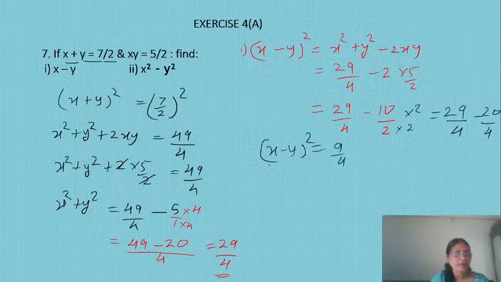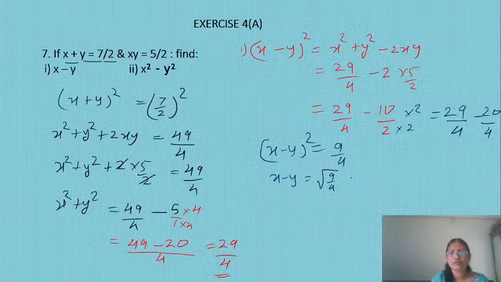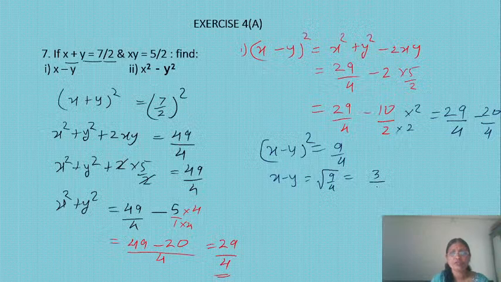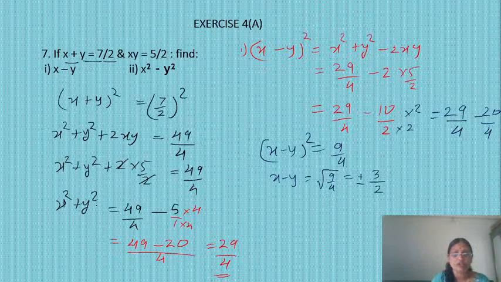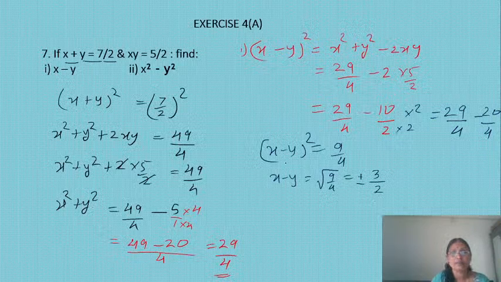So taking the square root of both sides, we get x minus y is equal to root of 9 upon 4. Square root of 9 is 3 and square root of 4 is 2. So this is going to be plus or minus 3 by 2. Got it? So x minus y, we got plus or minus 3 by 2. See, which is important: we started with x plus y is equal to 7 by 2. We squared that, we got the value of x square plus y square. We used this value to get the value of x minus y. So we have completed the first part now.